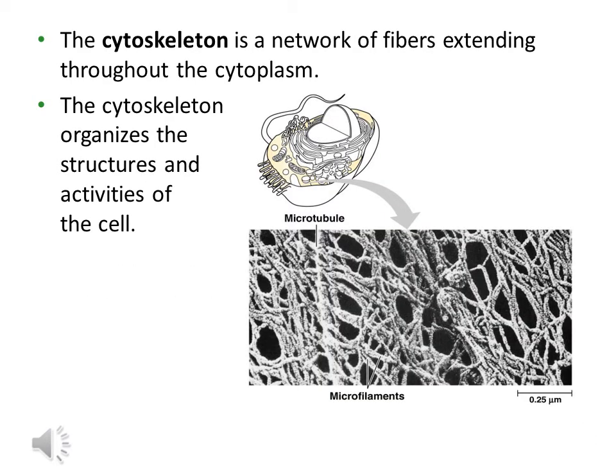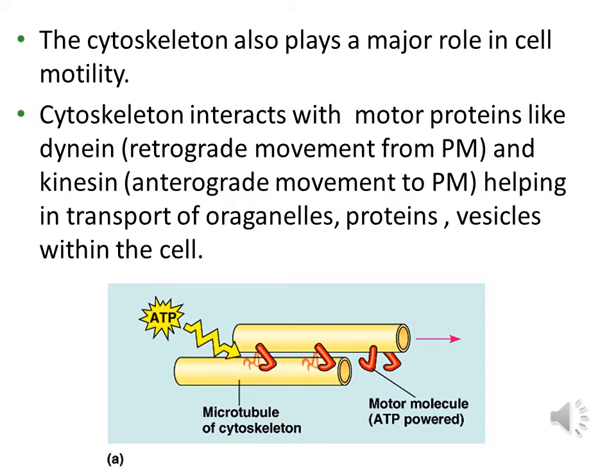The cytoskeleton is a network of fibers extending throughout the cytoplasm. You can see the fibers in the electron micrograph. It is a network of fibers which organizes the structures and activities of the cells. The cytoskeleton plays a major role in cell motility.